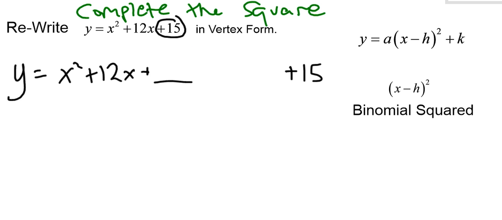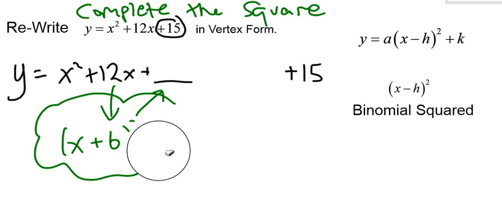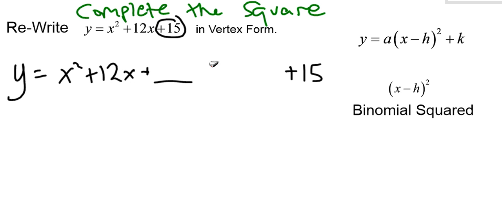So let's think about it. What am I going to put here? Normally I would say take half of 12. Half of 12 is 6. 6 squared. Now I know that the number I want is 36. So I'm going to add 36, and there's my perfect square trinomial.